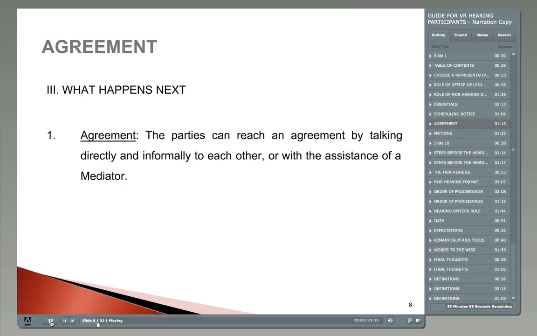And again, we said that at any time an agreement could happen. The parties can reach an agreement by talking directly and informally to each other, or with the assistance of a mediator, and that can really happen at any time. Mediation is increasingly being used across the country in these types of cases. In mediation, a professional mediator comes in and attempts to talk with each side to identify the common ground that will help move that case forward in a productive way. You don't need a mediator to come to an agreement. You're free to come to an agreement really at any time.